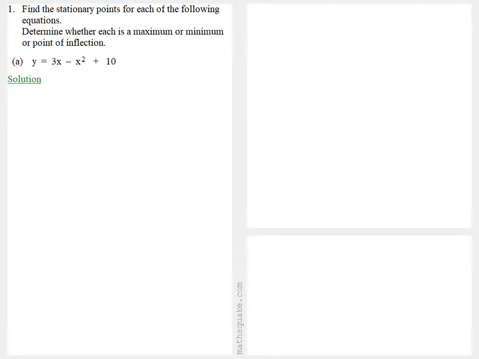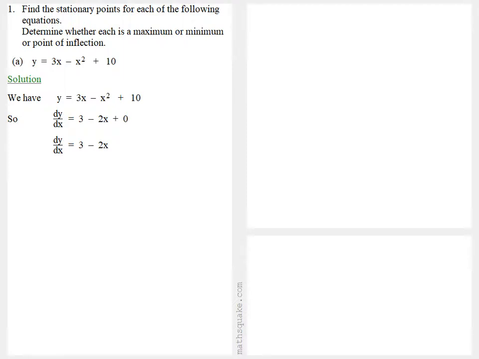Now to solve this we start with the equation and then we differentiate it. So to find the differential, when we differentiate 3x we just get 3. When we differentiate x to the power 2 we get 2 times x to the power 1, or just 2x. And when we differentiate a number like 10 we just get 0. So dy by dx is equal to 3 minus 2x.